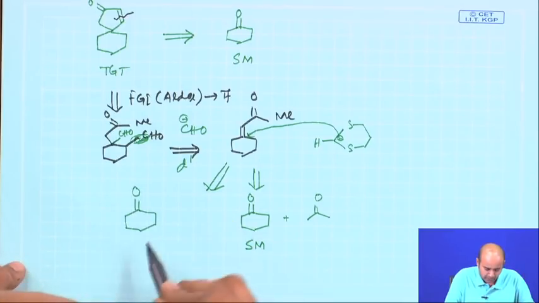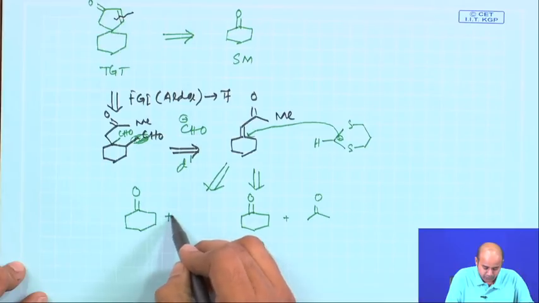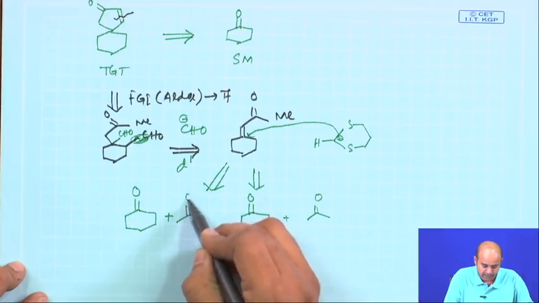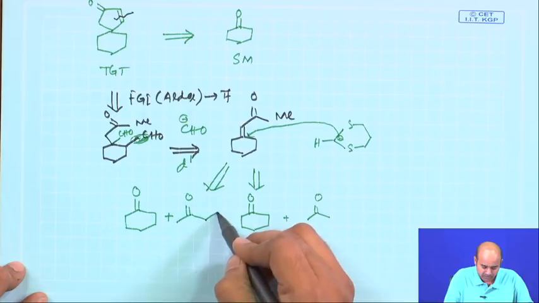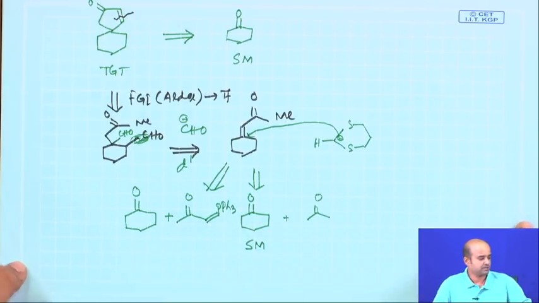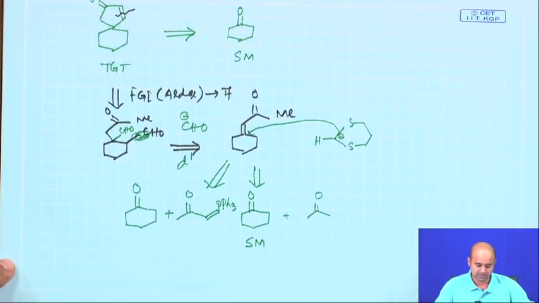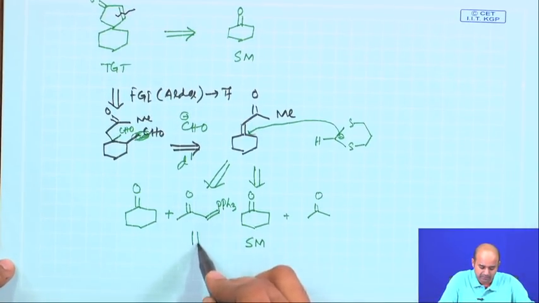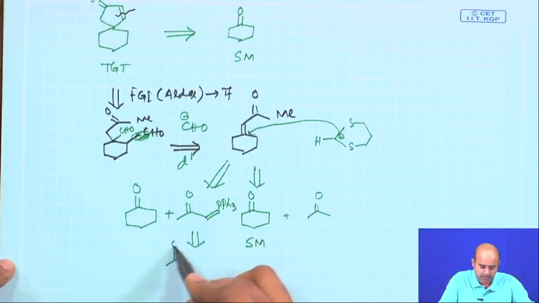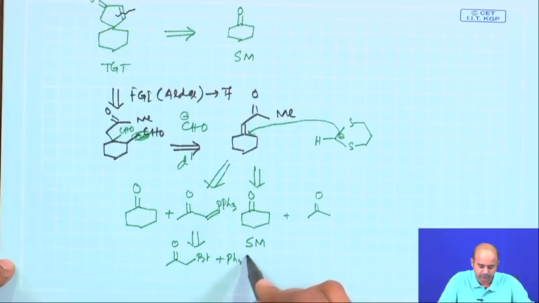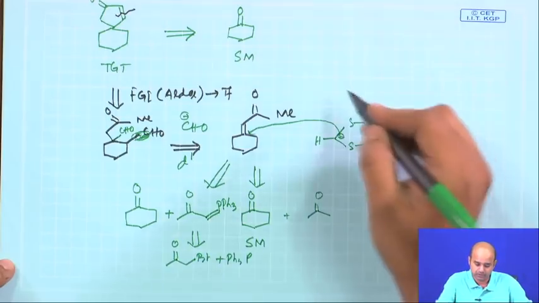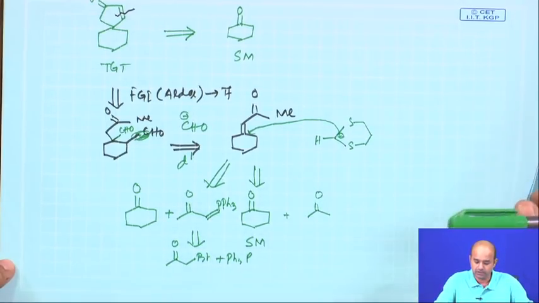So, take cyclohexanone as the starting material, and if you react it with something like this, I said you do a Wittig reaction. Now, this Wittig ylide can essentially be generated from monobromoacetone and triphenylphosphine. So, this Wittig transformation you can do starting from this starting material. Now, let us go back to the forward synthesis.